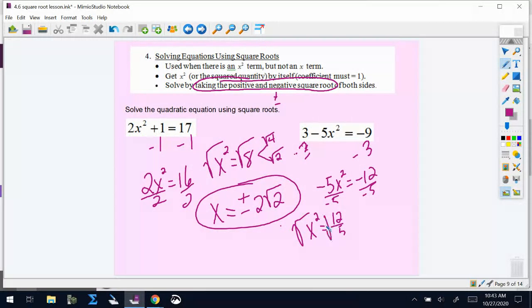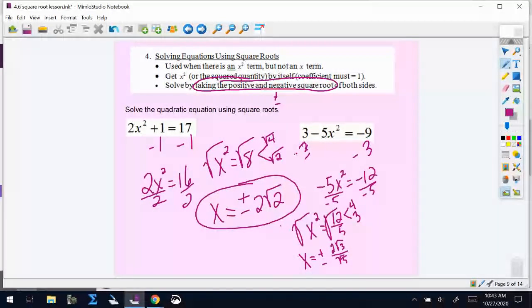Take the square root of both sides. That will give us a plus and minus. I also can break down the 12 because 12 can be broken down into 4 times 3. So I'm going to do that while I'm at it. So I get x equals plus or minus. The square root of 4 is 2 root 3 over root 5.